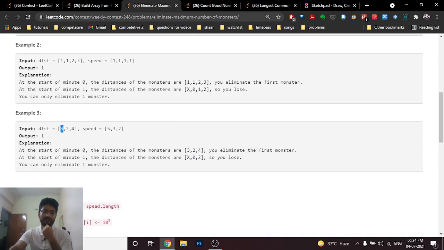As you can see, this monster is at a distance of 3, and the speed is 5, so it can reach your village after only 1 minute, because initially they are this distance away. Then after 1 minute, it can move at the speed of 5, so it can overshoot 3 and reach your village. Okay, so that's the whole problem.